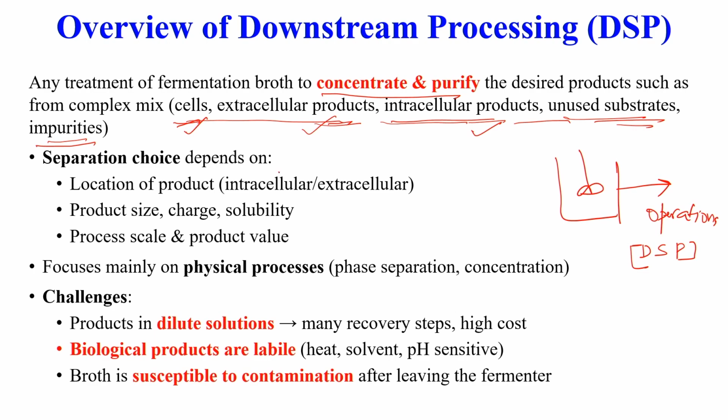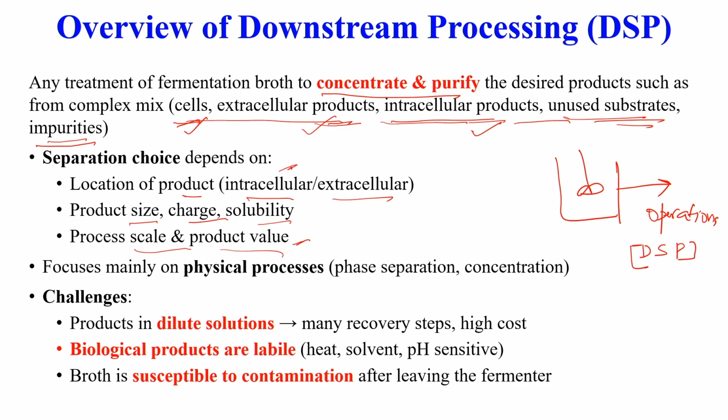Now, the separation choice depends, as I told, on the location of the product, whether it is intracellular or extracellular, what is the product size, charge and solubility, and what is the scale and what is the value of the product. Because when you are going to have n number of unit operations in downstream processing, you are going to add the cost. So, at the end, what is the value of the product?